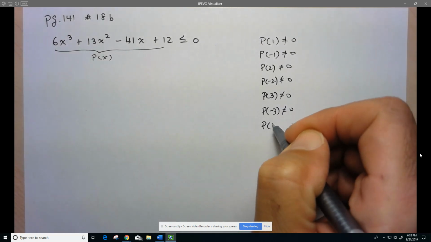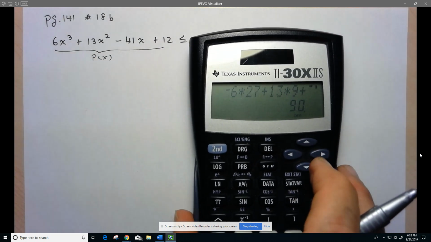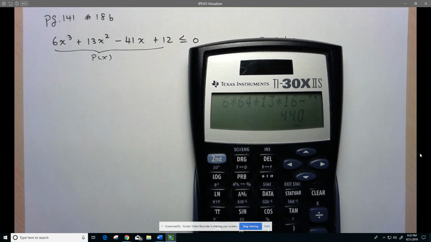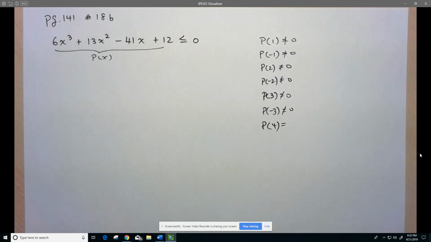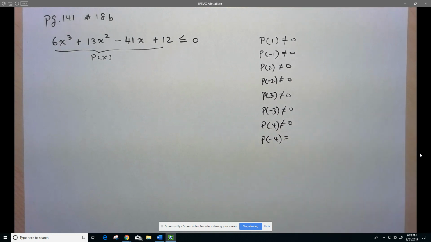Maybe we'll have to get into fractions. Let's hope 4 works. Okay, so let's do this here. 6 times 4 cubed is 64, plus 13 times 4 squared is 16, minus 41 times 4, plus 12. Whoa, that's definitely not going to work. Okay, let's try p at -4.